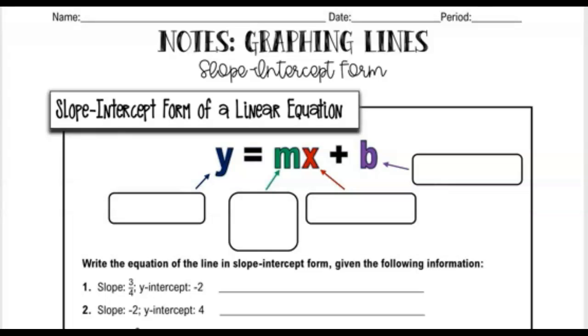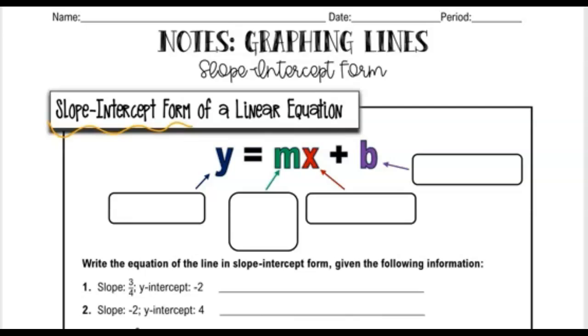Today we're going to be graphing lines in slope-intercept form. So let's talk about slope-intercept form of a linear equation. And it looks like this: y equals mx plus b. This is our formula for slope-intercept form of a linear equation.